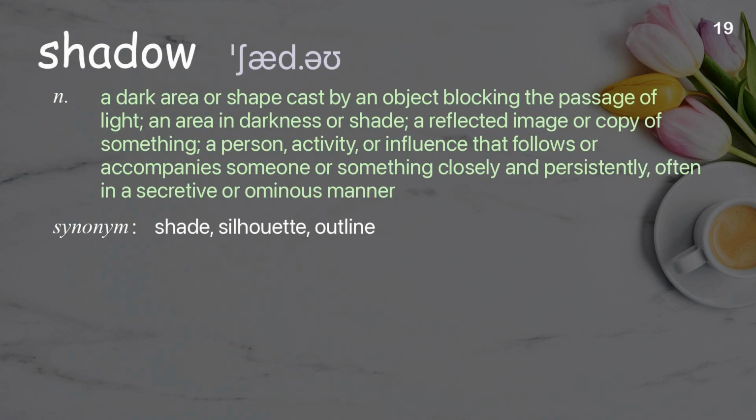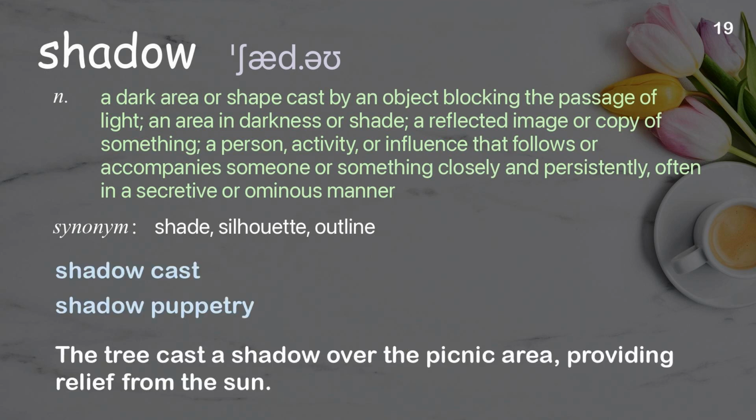Shadow: A dark area or shape cast by an object blocking the passage of light, an area in darkness or shade, a reflected image or copy of something, a person, activity, or influence that follows or accompanies someone or something closely and persistently, often in a secretive or ominous manner. Examples: Shadow cast. Shadow puppetry. The tree cast a shadow over the picnic area, providing relief from the sun.